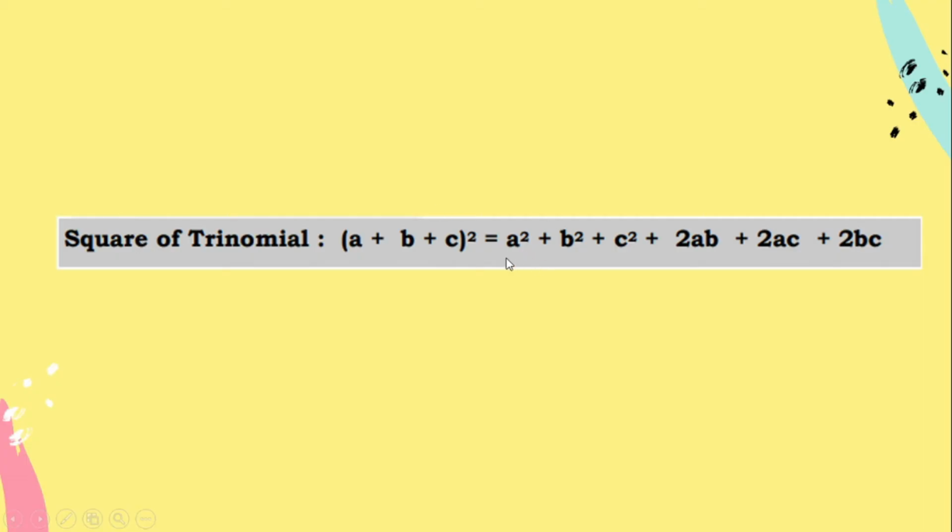A squared plus B squared plus C squared plus 2AB plus 2AC plus 2BC. Okay? Wherein A is the first term, B is the second term, and C is the third term. So, this is the only pattern when we multiply or square a trinomial. So, let's have an example.